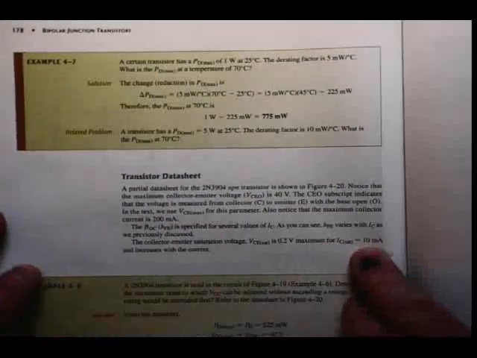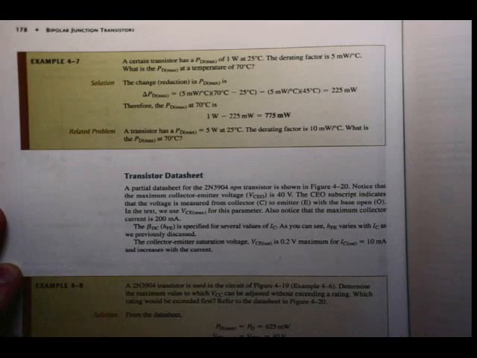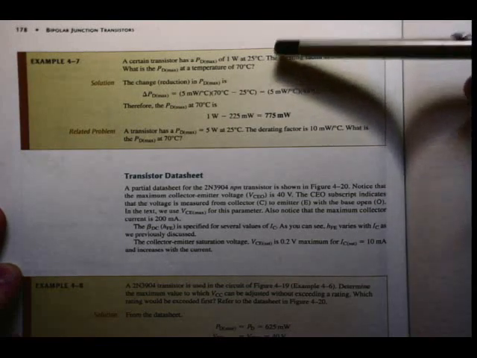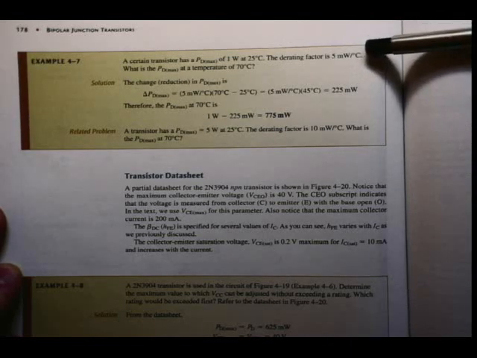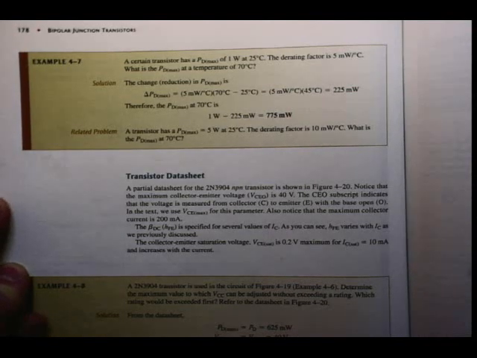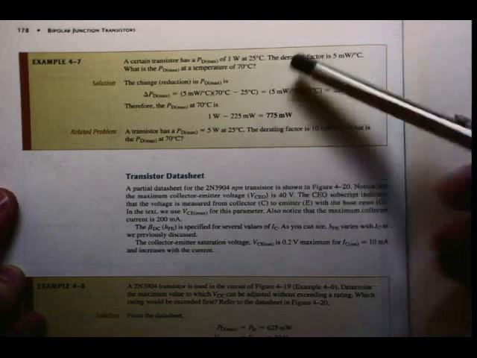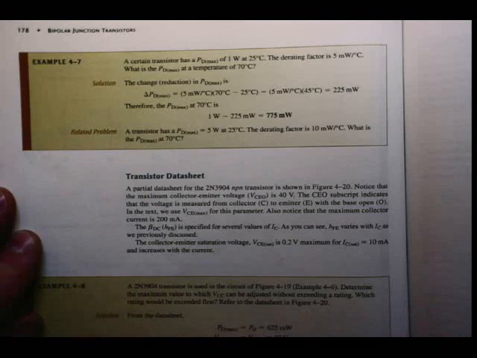Now, if we turn the page, we can have a look at some examples there. Example 4.7. A certain transistor has a PD max of 1 watt at 25 degrees Celsius. The derating factor is 5 milliwatt per degree Celsius. What is PD max at a temperature of 70 degrees Celsius? Alright, and if I don't give you these values, you will have to get them from the data sheet, but I will show you how to get them from the data sheet. So I have to go and calculate the change in PD max, the delta PD max.